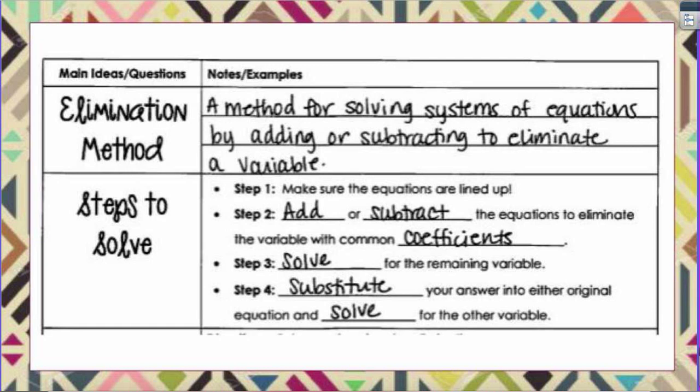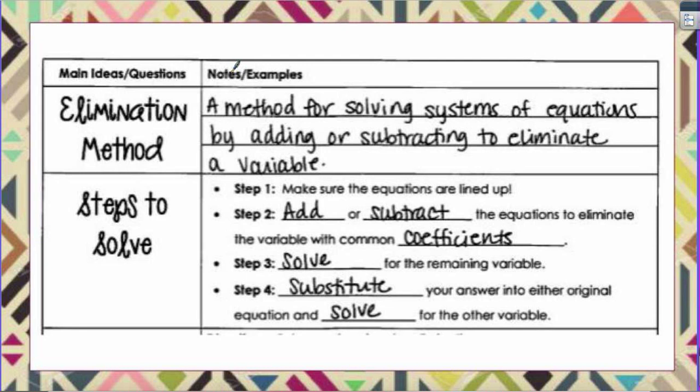So the elimination method itself is a method for solving systems of equations by adding or subtracting to eliminate a variable. I know that they use these words adding or subtracting. Technically, you can do both. Truly, when I teach it, it's going to be more focused on actually adding the two equations together. But we know that if you add a negative, it ends up being subtraction. So you'll see what I'm talking about in just a moment.